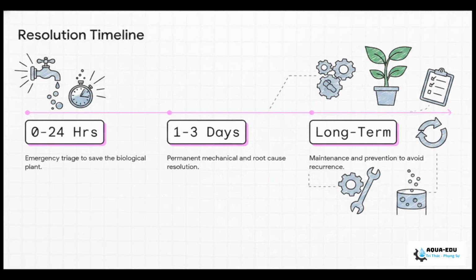So let's look at how this builds out our response strategy. We structure our response logically over time. We start with the immediate emergency actions in the first 24 hours to literally save the biological plant today. Then, we transition into the permanent mechanical fixes over the next 1 to 3 days. And finally, we implement the long-term habits and maintenance to make sure this crisis doesn't ever repeat itself.